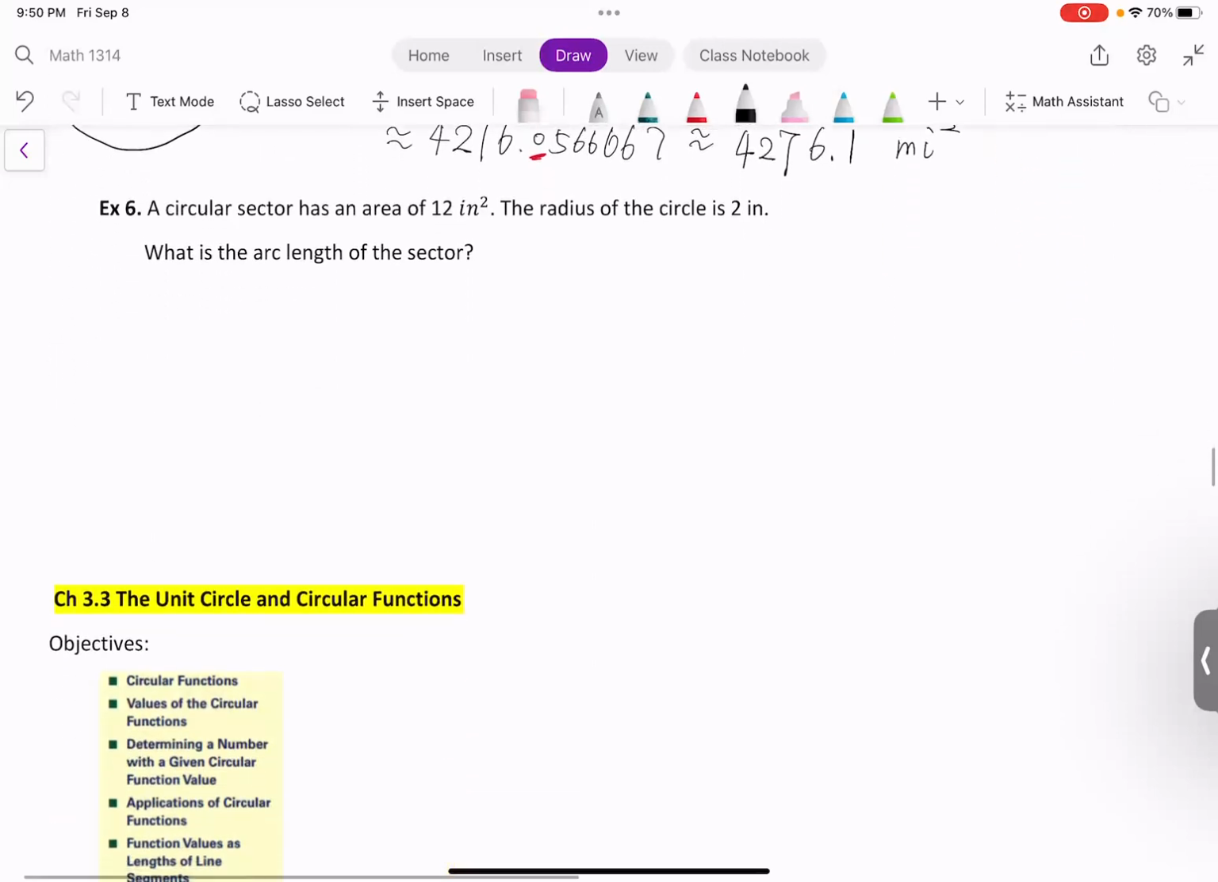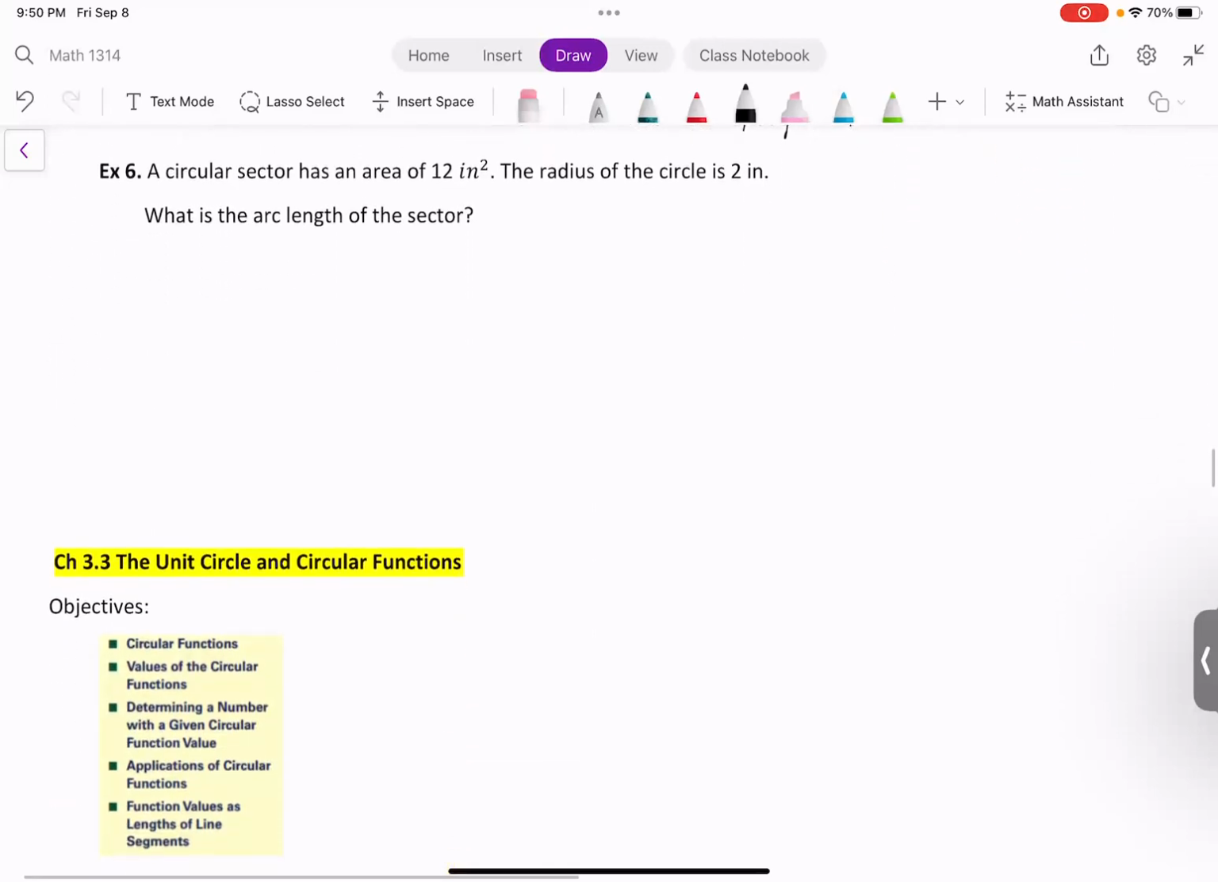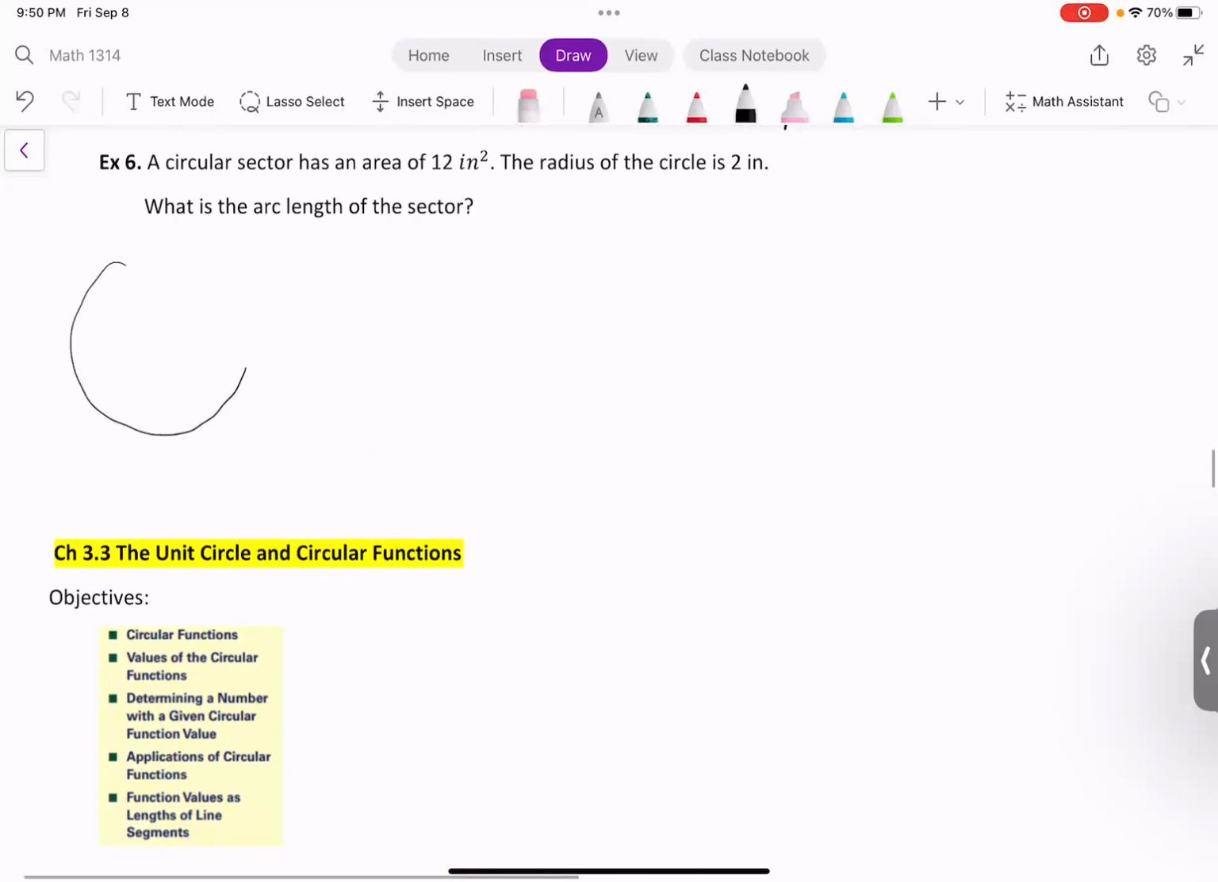All right, let's see the last question. A circular sector has an area, and the area is given: 12 square inches. The radius of the circle is 2. What is the arc length of the sector? The question is asking for the arc length.